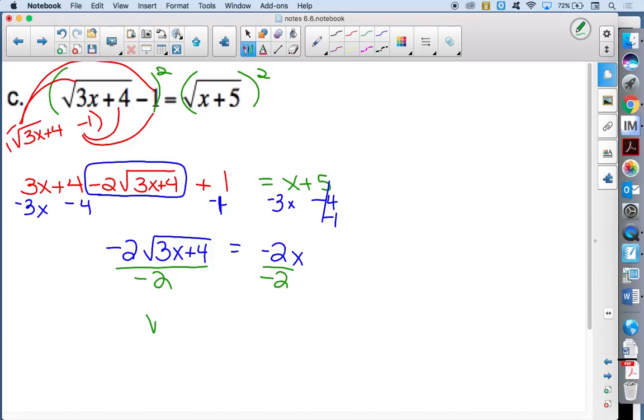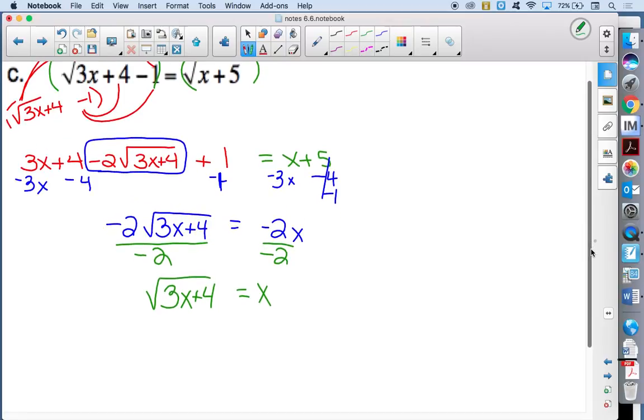So getting it by itself, we now have the square root of 3x plus 4 and just an x on the other side. So we had to FOIL because we squared both sides. The left side doesn't just cancel. There's two quantities that need FOILed together. Took everything else to the right so that the radical was by itself, divided by 2. So now we have the square root of 3x plus 4 equals x.